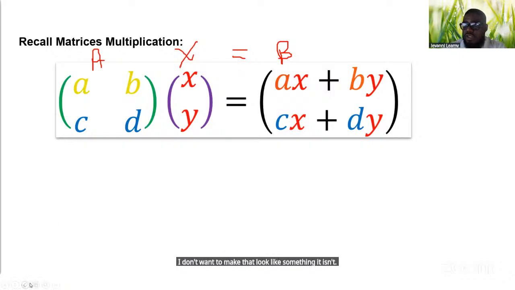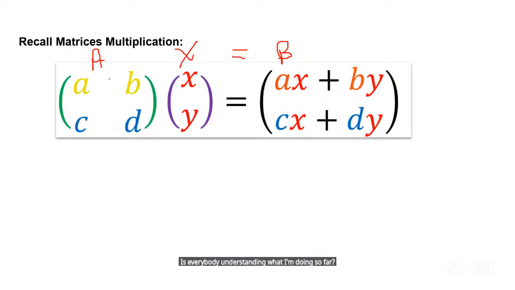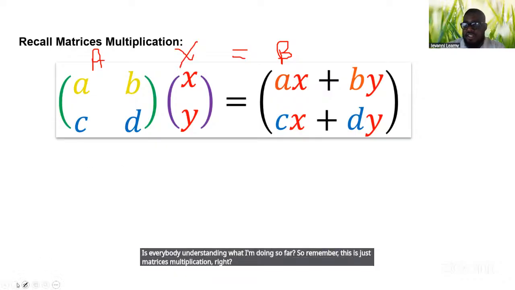All right, cool. So is everybody following so far? Is everybody understanding what I'm doing so far? Remember, this is just matrix multiplication, right? So let's see.